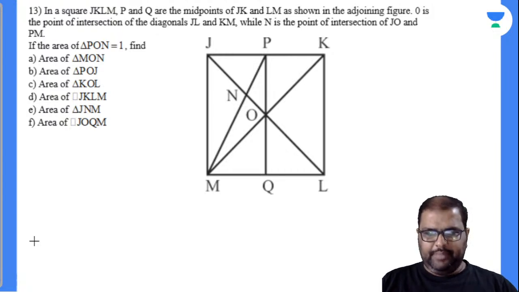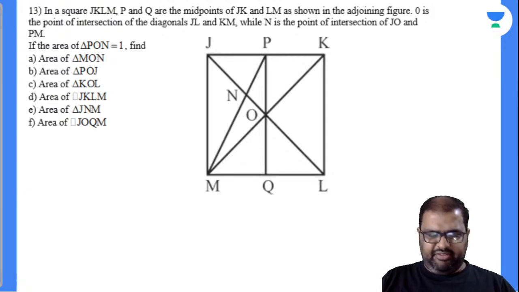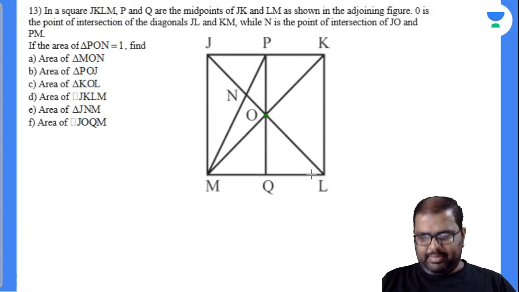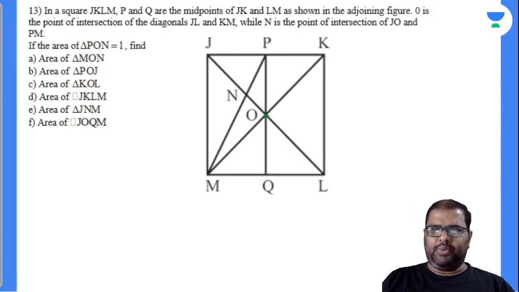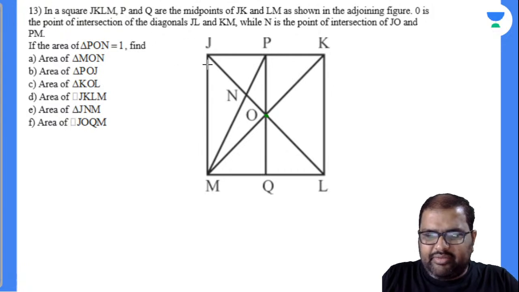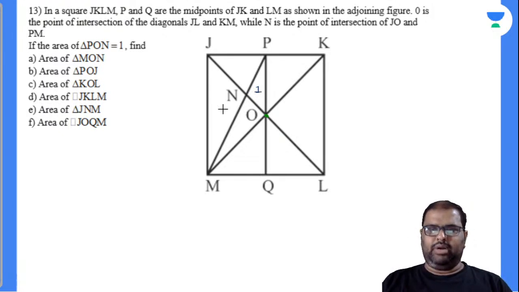Observe the question carefully. In a square JKLM, P and Q are midpoints of JK and LM, as shown in the adjoining figure. O is the point of intersection of the diagonals JL and KM. While N is the point of intersection of JO and PM. If the area of triangle PON is given as 1, now what are the remaining areas?